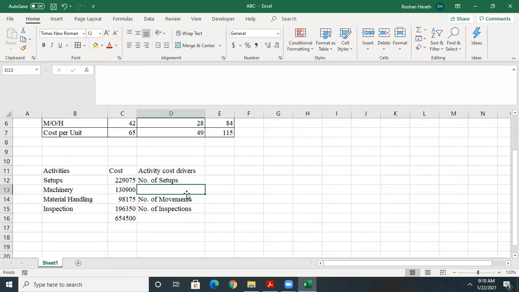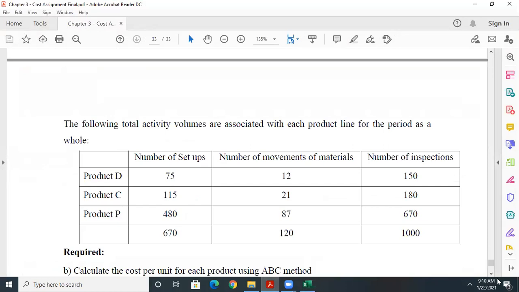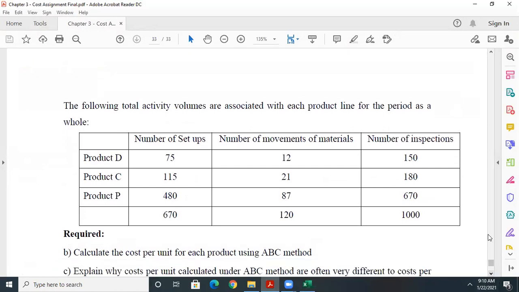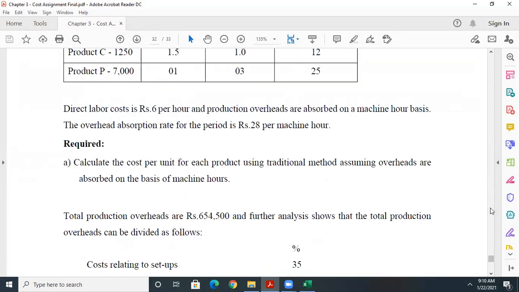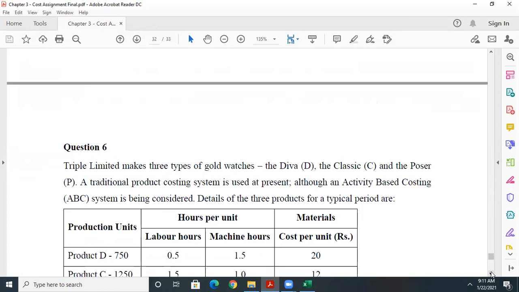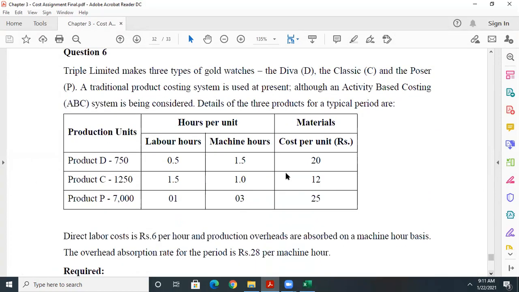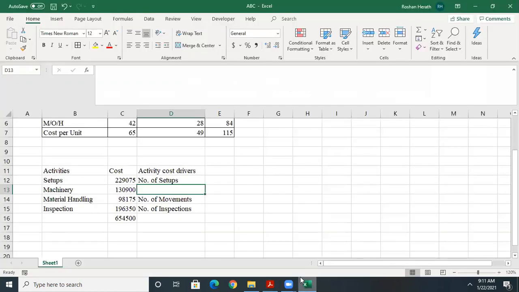Then what about the machinery? Something you can find straight away is that it was not there in the table, but if you refer above, you can see the machine hours is given. Therefore the reasonable basis could be the number of machine hours.